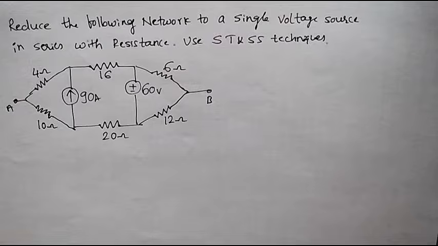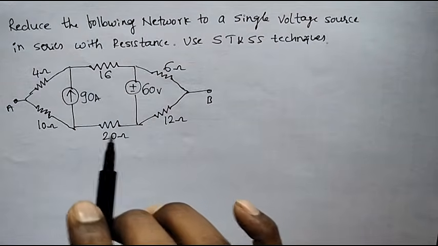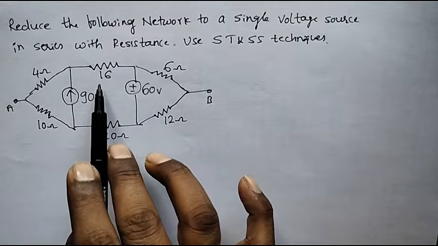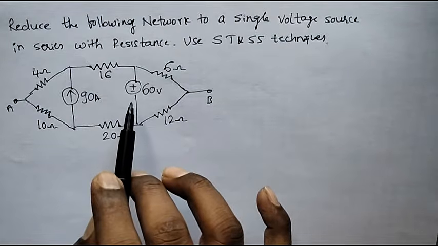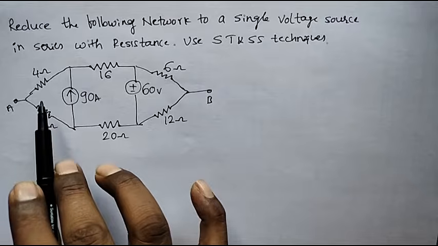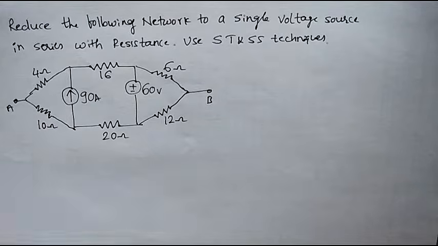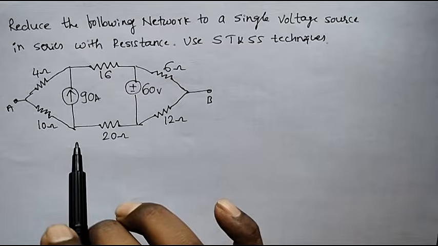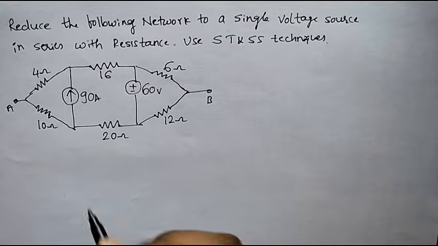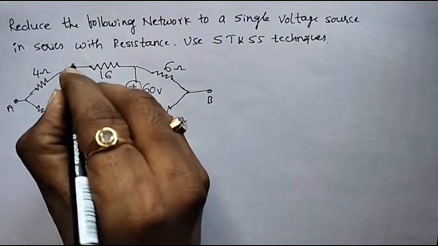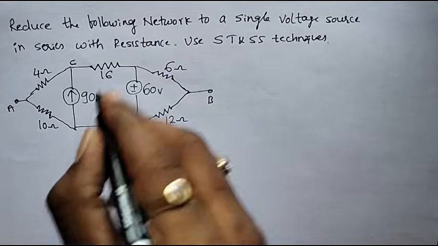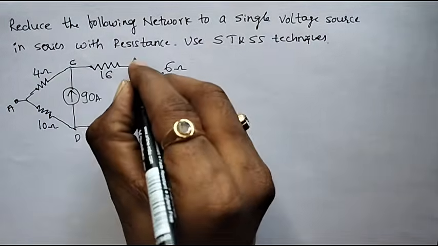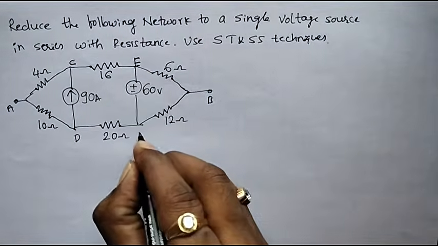With this current circuit, we cannot apply source transformation because no resistor is in series with a voltage source or in parallel with a current source. To this circuit, we must now apply source shifting. Let us call this node C, this is D, this is E, this is F.